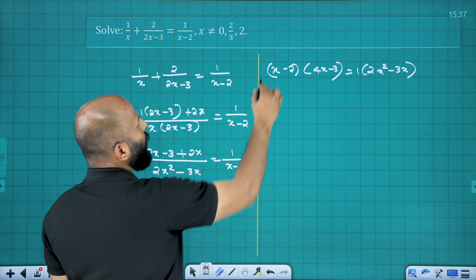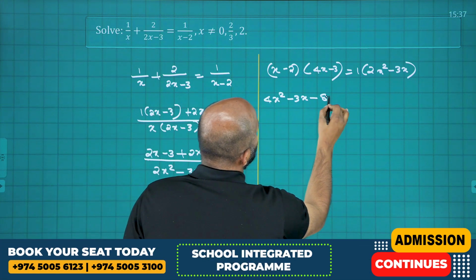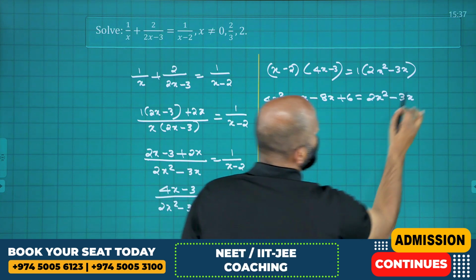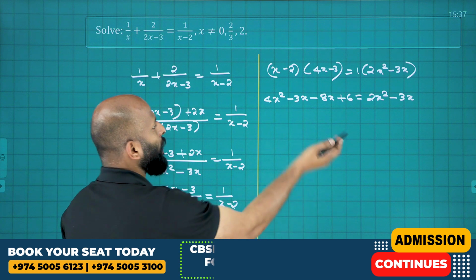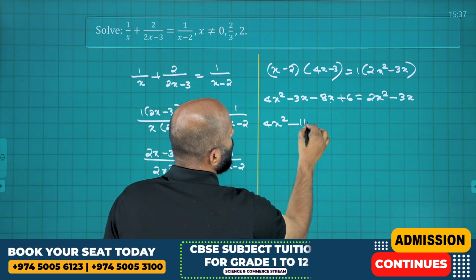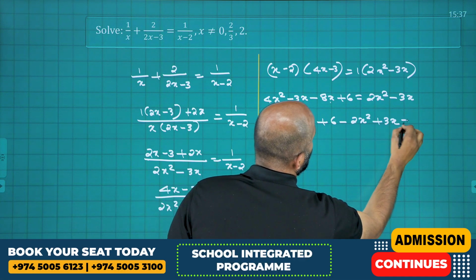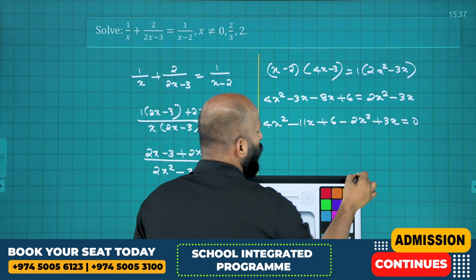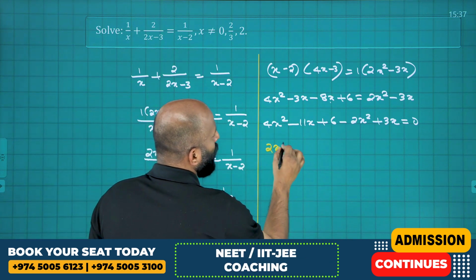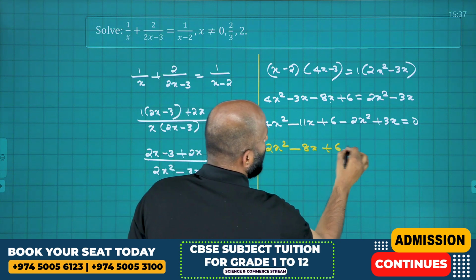Now x minus 2, we open the bracket: 4x square minus 3x minus 8x plus 6 is equal to 2x square minus 3x. Now we can take everything to the left side: 4x square minus 3x minus 11x plus 6 minus 2x square plus 3x is equal to 0. Now 4x square minus 2x square becomes 2x square. Then minus 11 plus 3 becomes minus 8x plus 6 is equal to 0.